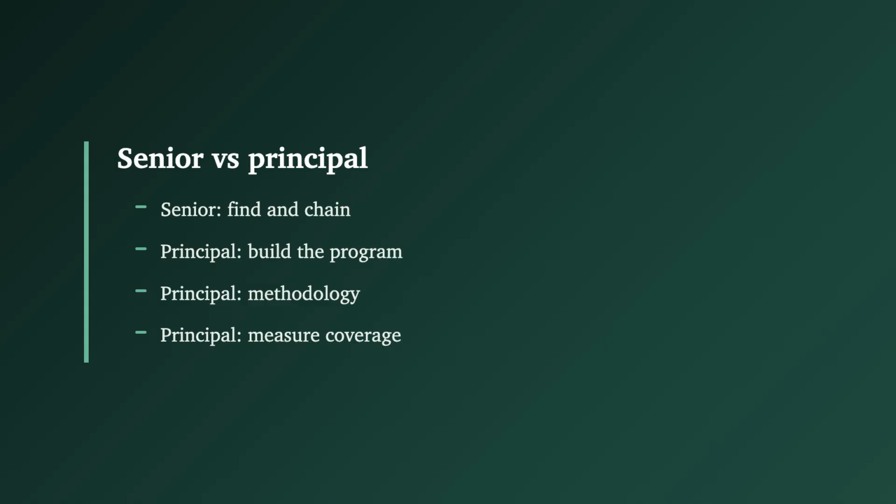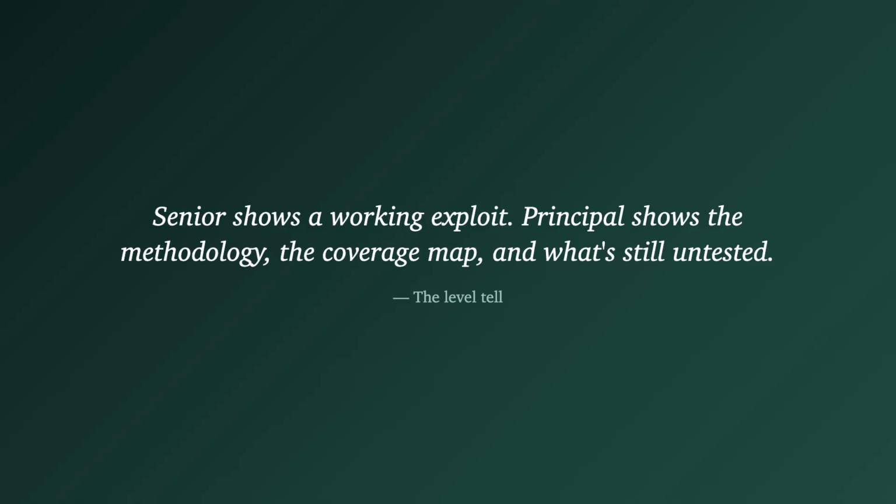This is the senior versus principal line. What separates finding these from leading the effort? A senior finds the exploit and chains it: injection into tool abuse, into exfiltration, a clean end to end kill chain. A principal builds the program around that: a repeatable methodology, a threat model tied to the system's real architecture, and a way to measure how much of the attack surface you've actually covered. Senior proves a bug exists. Principal can tell you what you haven't tested yet.